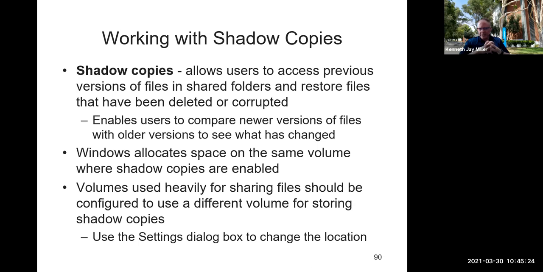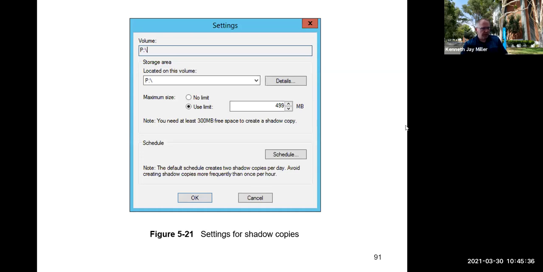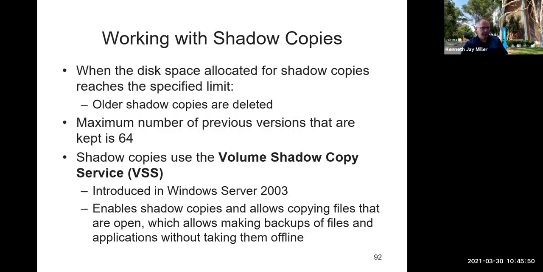Volumes used heavily for sharing files should be configured to use a different volume for storing the shadow copies. That way we can get a copy of both of them, right? So here's the settings, and we can tell it the storage area and then the maximum size limit, where we can set the quotas there and the shadow copies. All right. And then there's some information about the shadow copies. Assuming you have enough hard drive space, it will only do up to 64. If you have more than 64 versions, it will start deleting the oldest version.